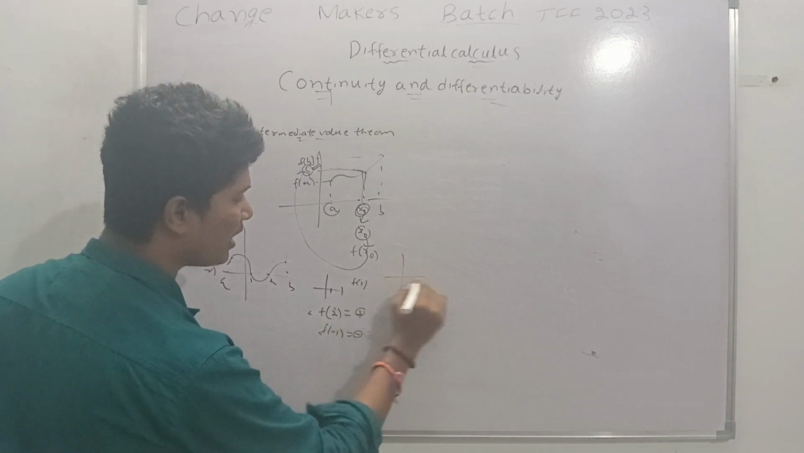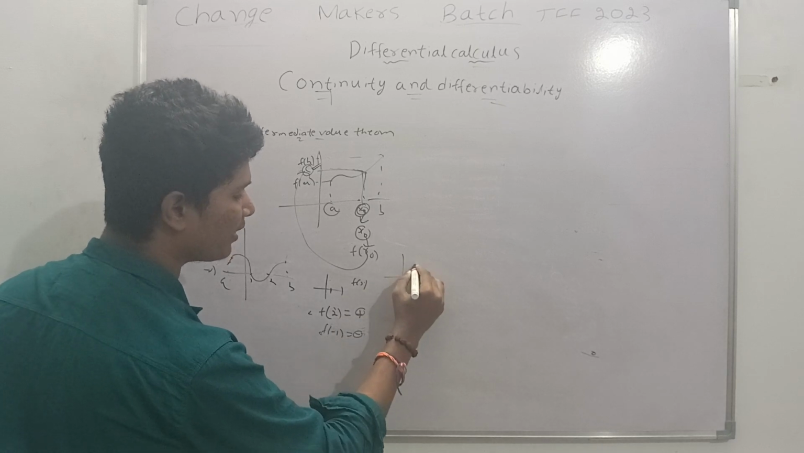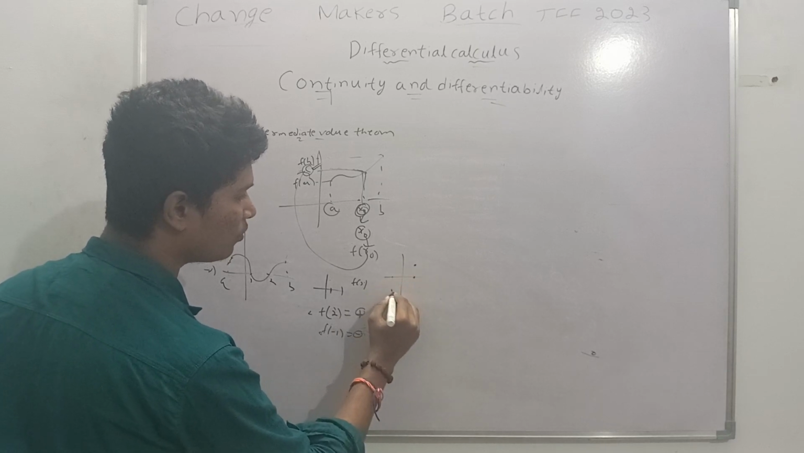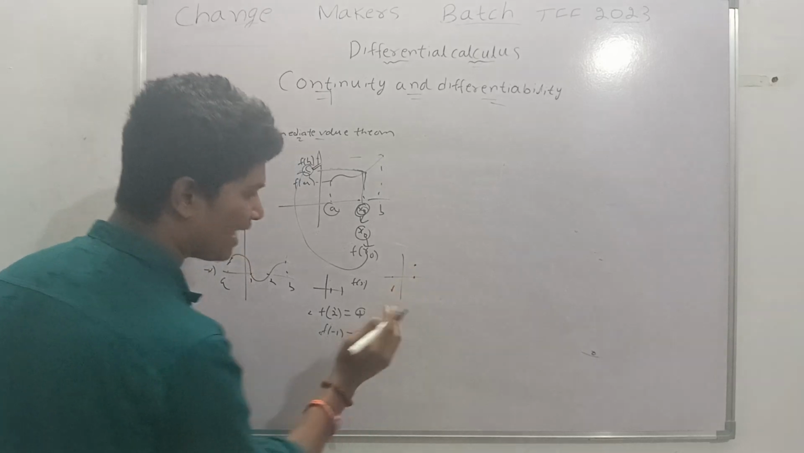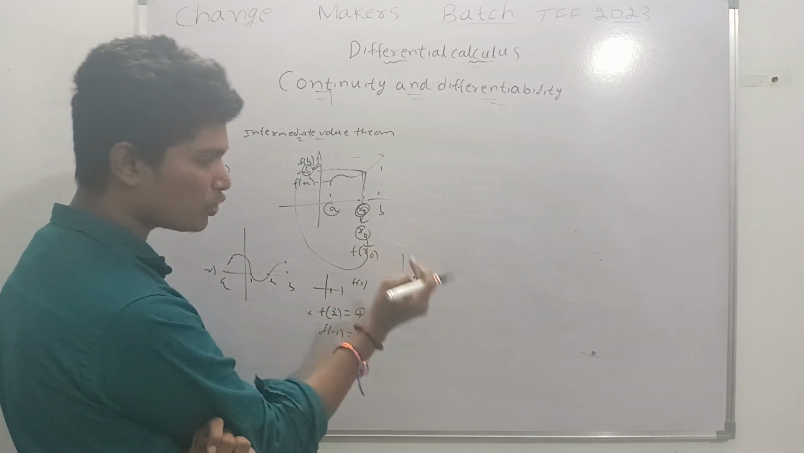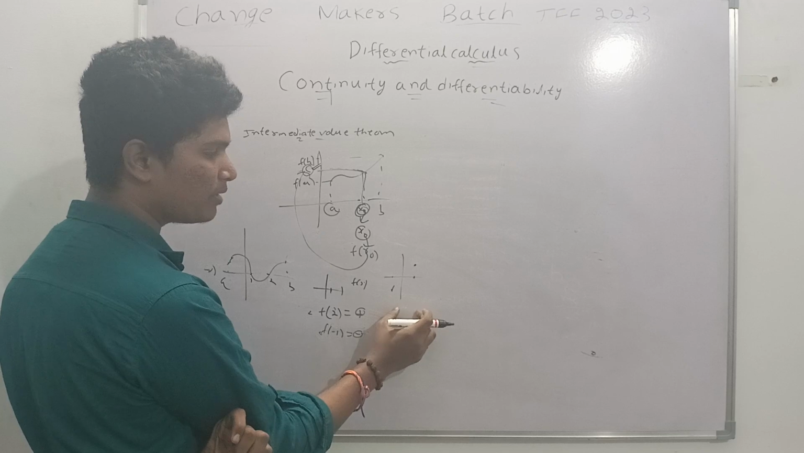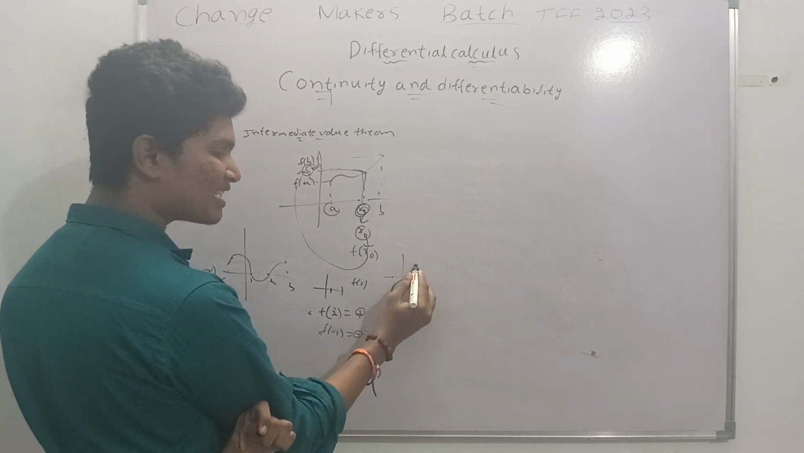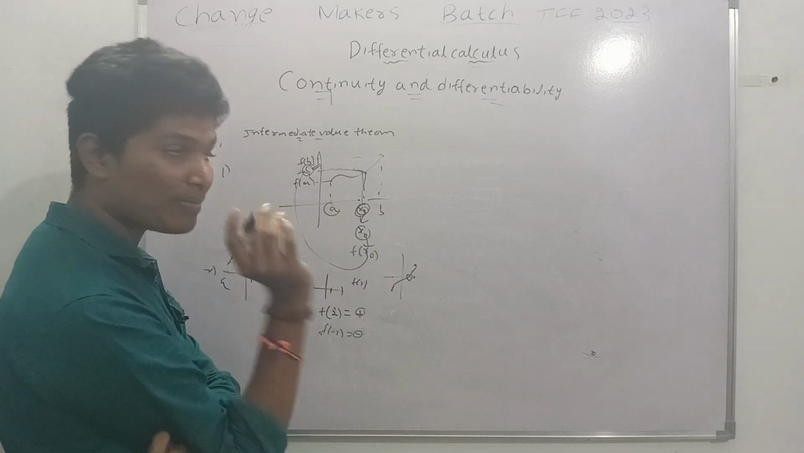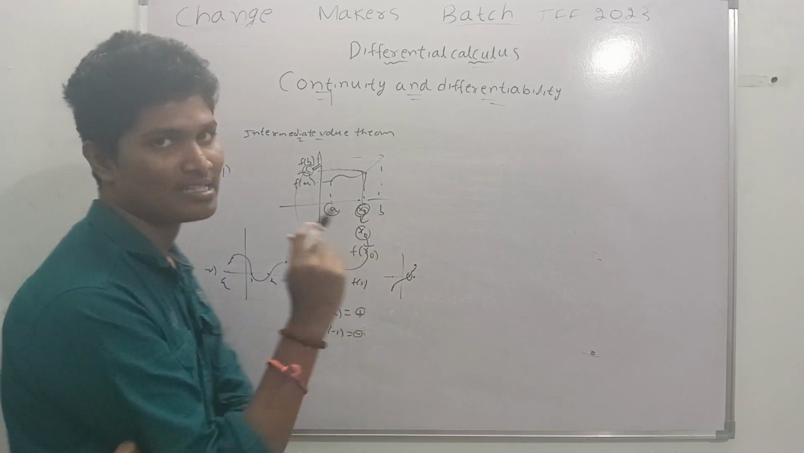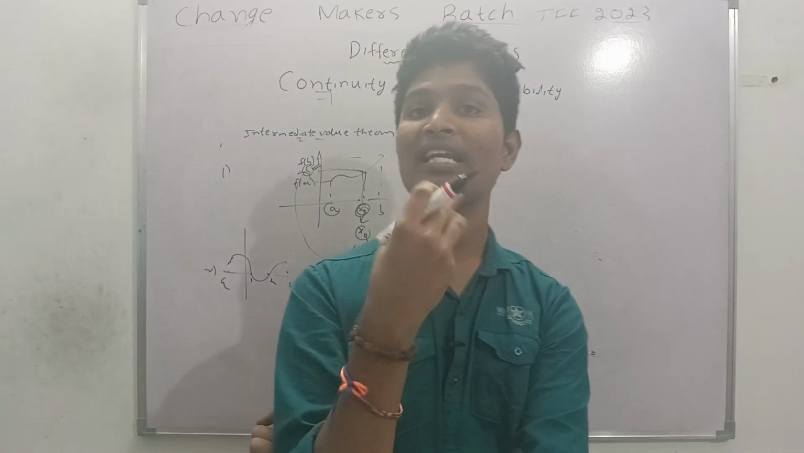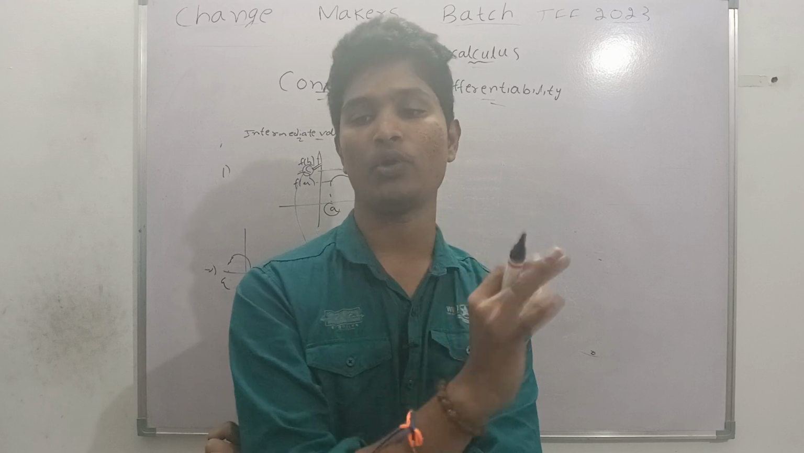It means f of 2 is positive here, and f of minus 1 is negative. So the upper function is positive, and the lower is negative. When we join them, there must be a point. That is, there must be a root for this equation. So the intermediate value theorem helps us to find that root.